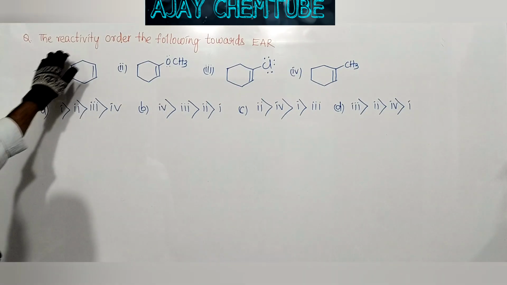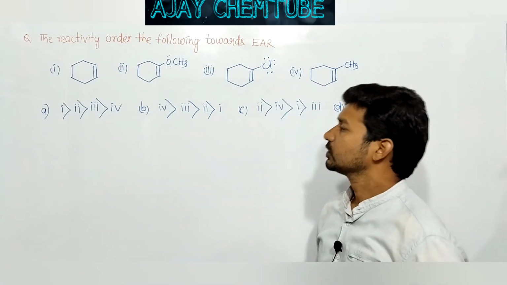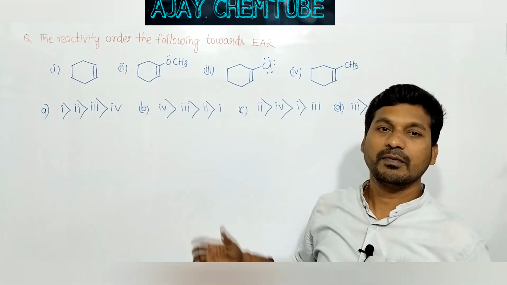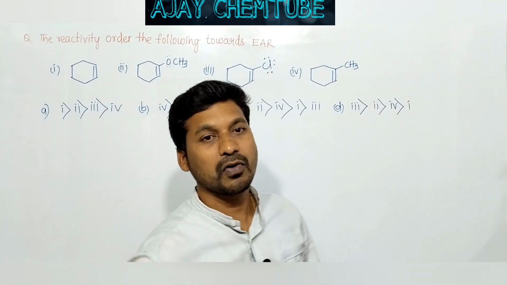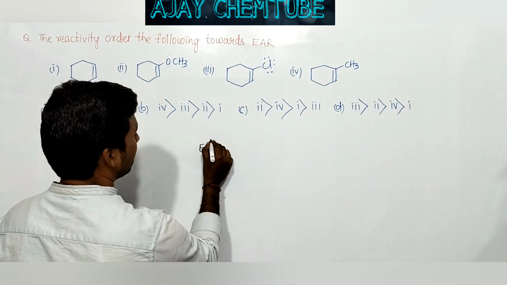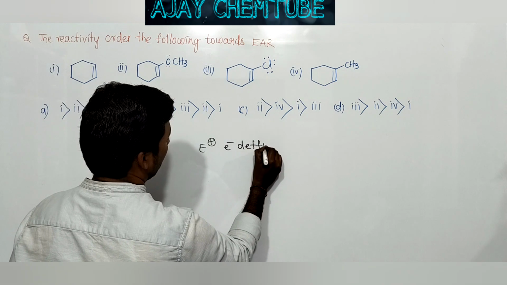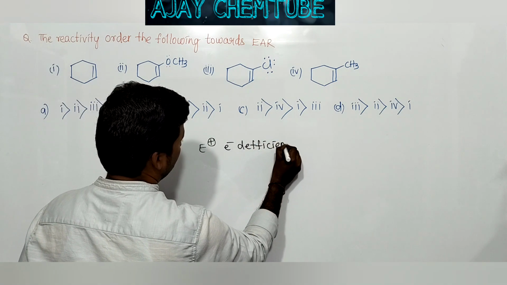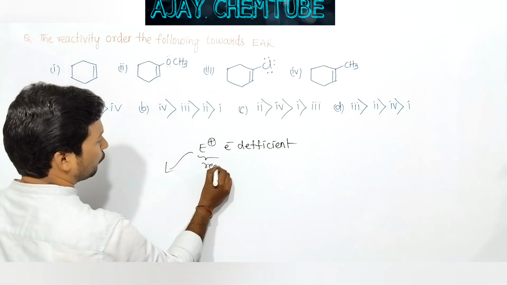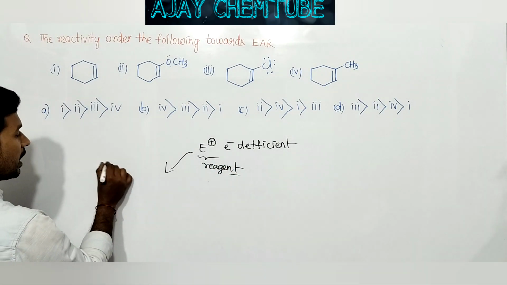Take this one. Next, see this question. Reactivity order of the following towards electrophilic addition reaction. To add an electrophile, the reactant, the substrate, must be nucleophilic in nature, more electron dense. What is an electrophile? An electrophile is electron deficient. This is the reagent. The electrophile is the attacking reagent. To add that reagent, the substrate must be electron rich.